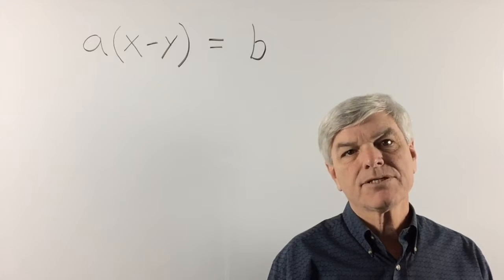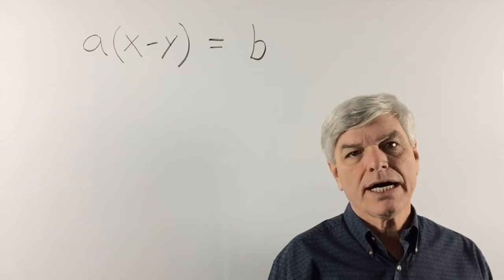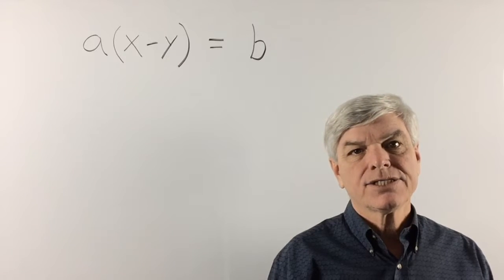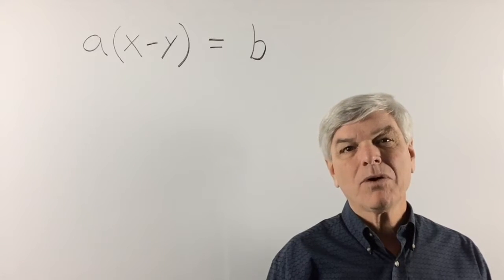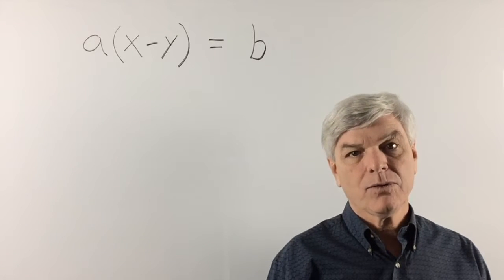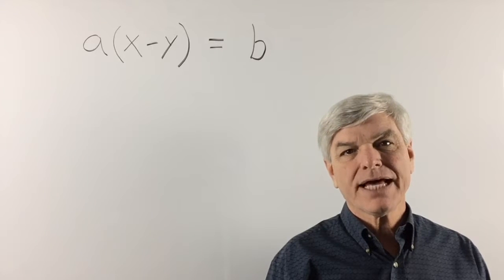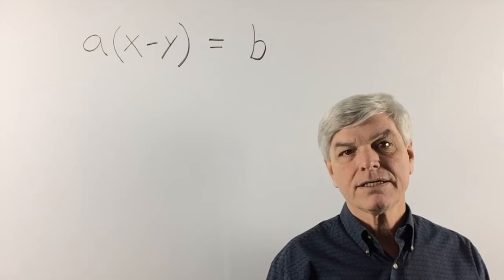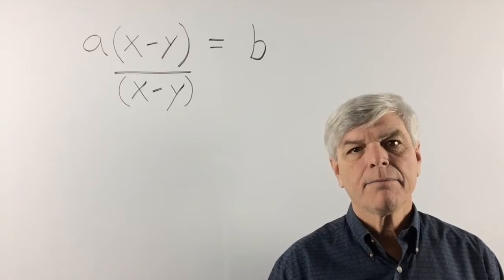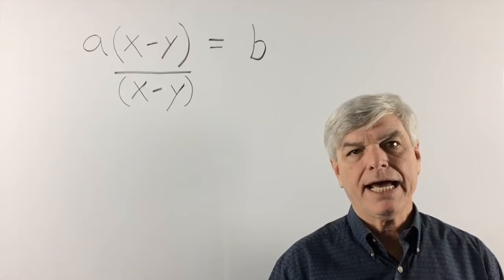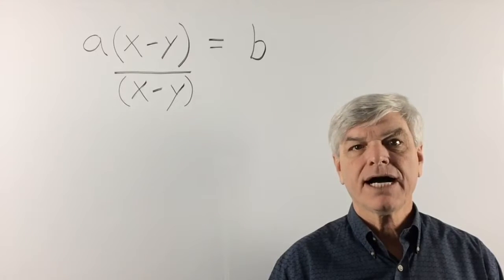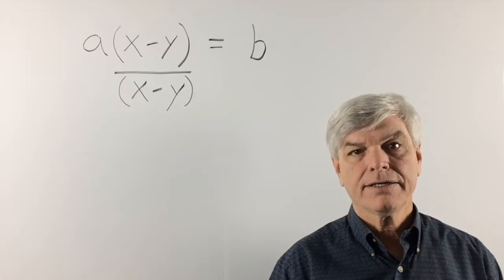So we have a times parentheses, x minus y, close paren, equals b. So we've solved for b, but we want to solve for a. What does a equal? Well, that means we need to get rid of the x minus y. Now the x minus y is in parentheses, so we're going to divide by the thing that is being multiplied by a. What's being multiplied by a? Parentheses x minus y, close paren. And so we're going to divide by the same thing.